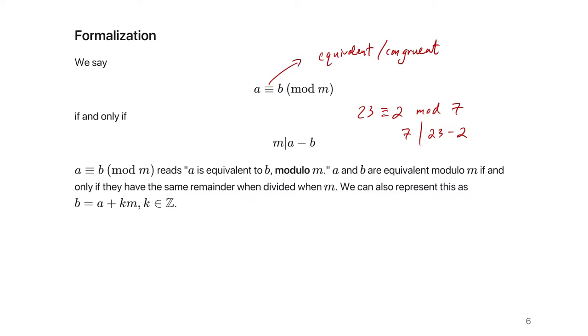A more clear way of thinking about this is that modulo M, two numbers are equivalent if and only if they have the same remainder when you divide them by M. Right? When you divide 23 by 7, you get the remainder 2. And when you divide 2 by 7, you also get the remainder 2. So the two numbers are equivalent.